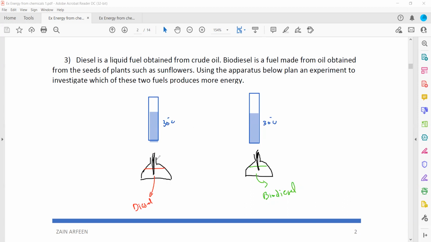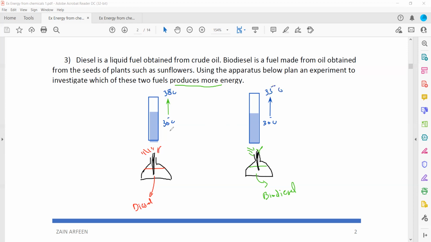Then we burn them. We burn biodiesel and diesel, and both will produce heat energy. How can we identify which fuel produces the most energy? The one which shows a greater change in temperature. For example, when we burn diesel, the temperature changes from 30 to say 38. But when we burn biodiesel, the temperature changes from 30 to 35.